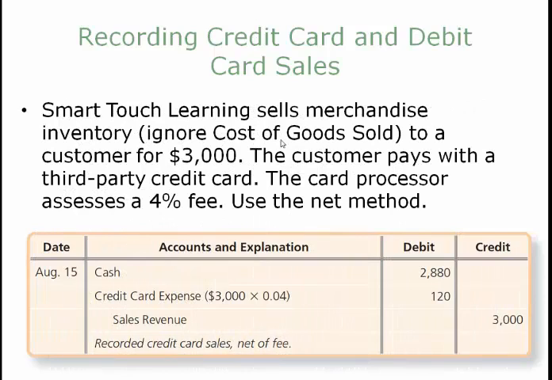So here's the first one. This company had $3,000 in sales, and the credit card company charges them 4% or $120. So if they charge $120, they're going to use this net method, and it's also done with debit card sales. So they're going to debit credit card expense $120. They're going to debit cash for $2,880, and they're going to credit sales revenue $3,000.